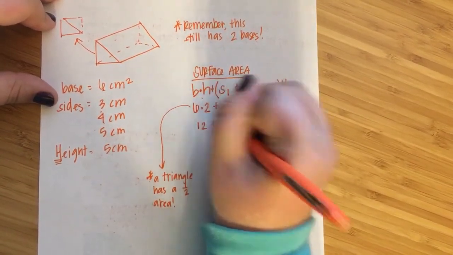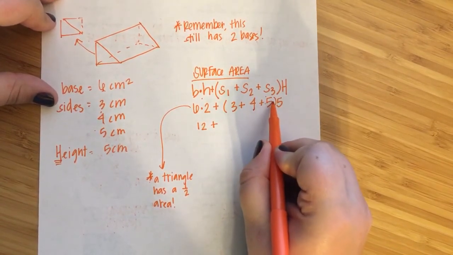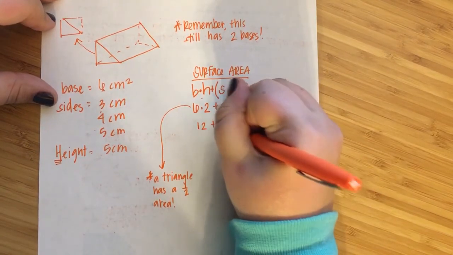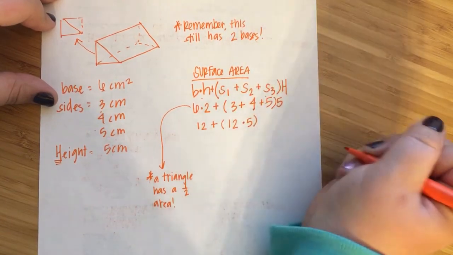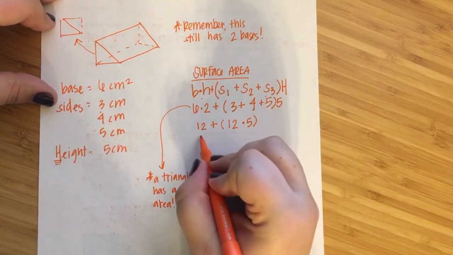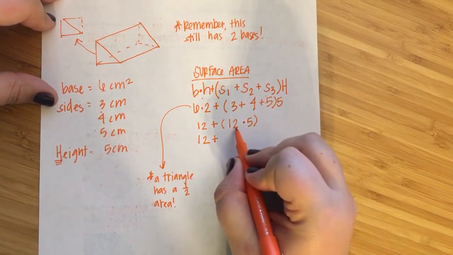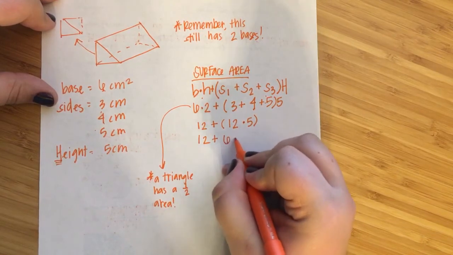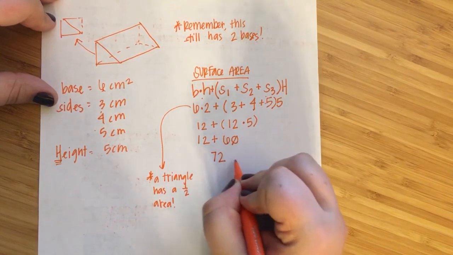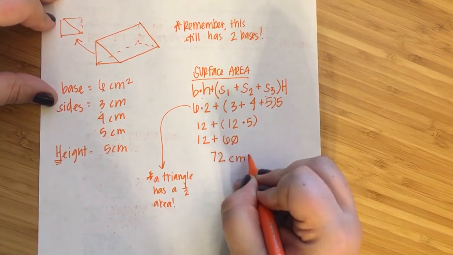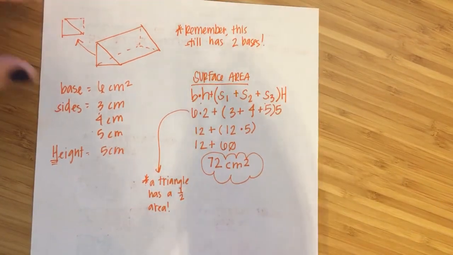So 6 times 2 is 12, and I will be adding 3 plus 4 is 7, plus 5 is 12, and that'll be 12 multiplied by 5. The 12 is when I add all of my sides together and I multiply by the height. So it's 12 plus 12 times 5 is 60. 12 plus 60 equals 72. So my final answer for this would be 72 centimeters squared. I know it's a lot, but let's work together to do this right.